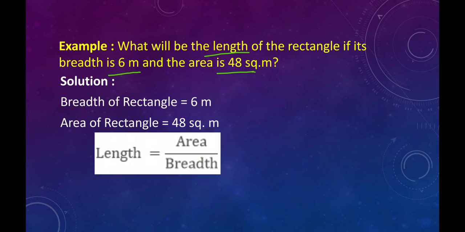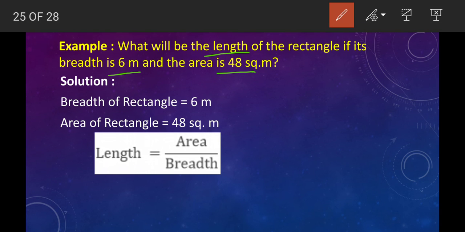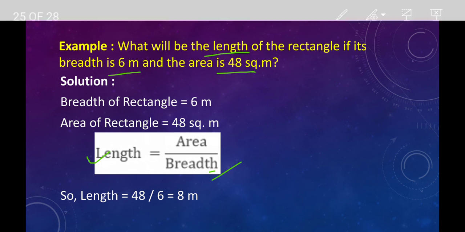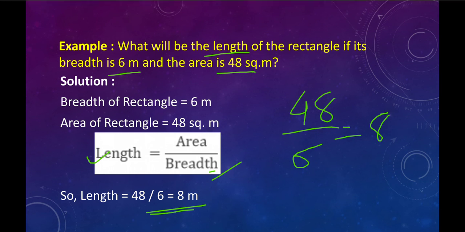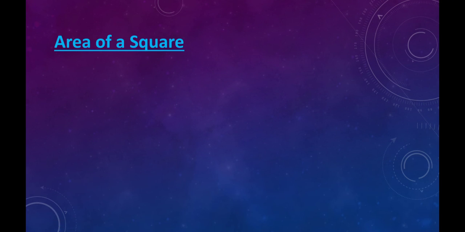So to find the length, there is a formula, that is area equals length multiplied by breadth. So length equals area divided by breadth. So length equals 48 divided by 6, that equals 8. Look at this one, 48 divided by 6 equals 8. Clear? Next come to area of square.